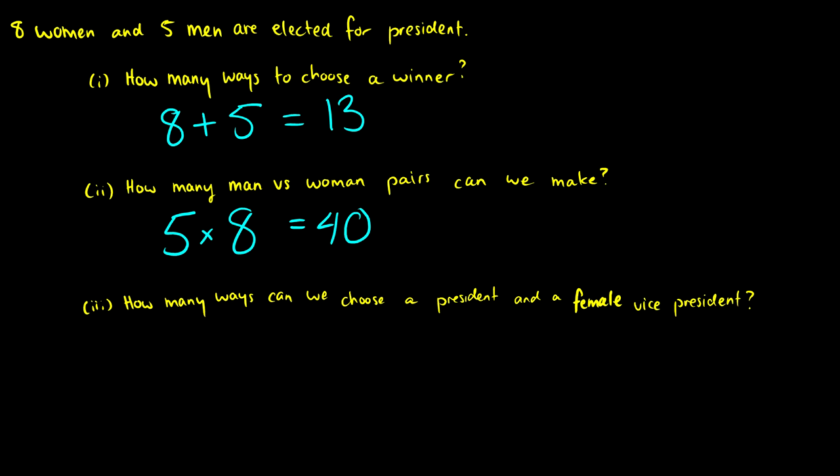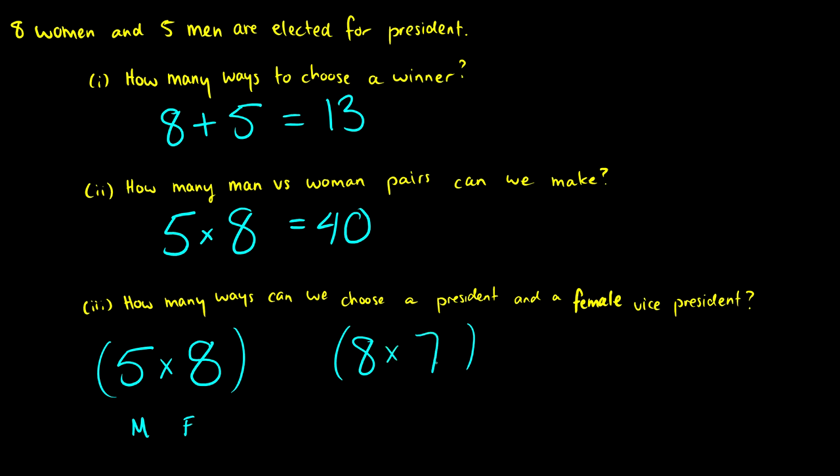So let's do that. We choose a president from the men. That's 5. And then we choose a female vice president. So now we have 8 possible choices. So this is our male-female pair. And then we're going to have a female-female pair. So we have 8 choices for a woman as president, and then we have 7 choices for the remaining woman as vice president. So this is the F and F combo.